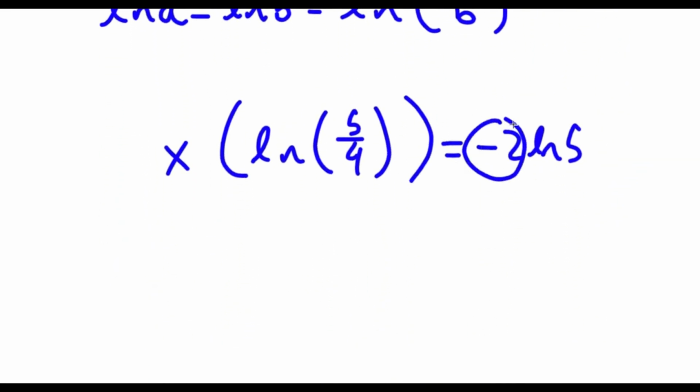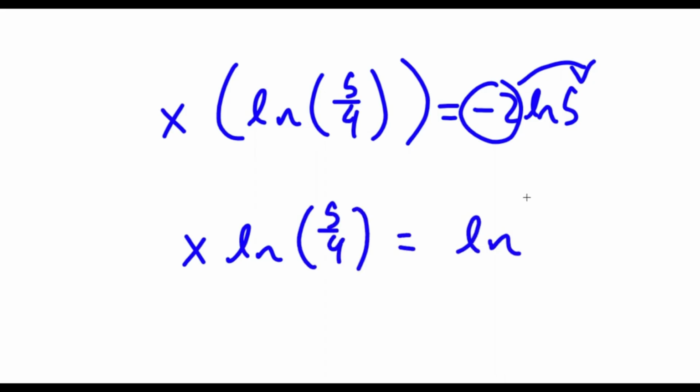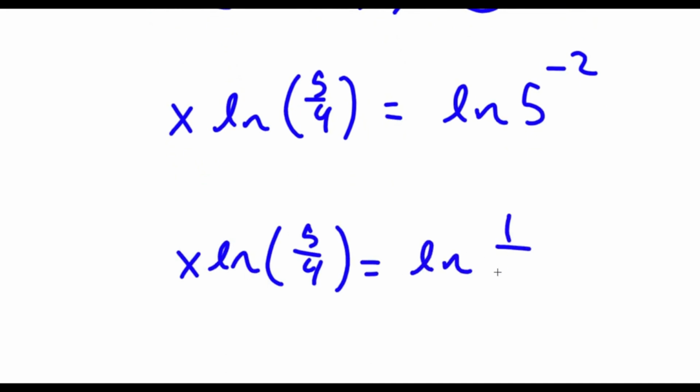Now, I can move this negative 2 to the front of the 5. So now I have x times ln 5 over 4 is equal to ln 5 to the power of negative 2. Now, 5 to the power of negative 2, that's the same thing as 1 over 25. So now this is equal to ln 1 over 25.